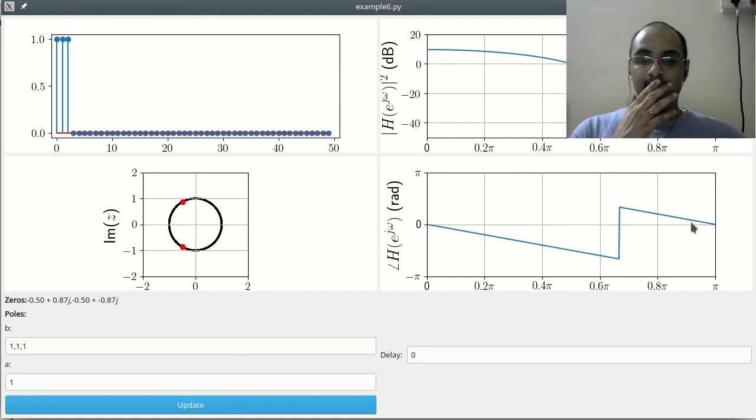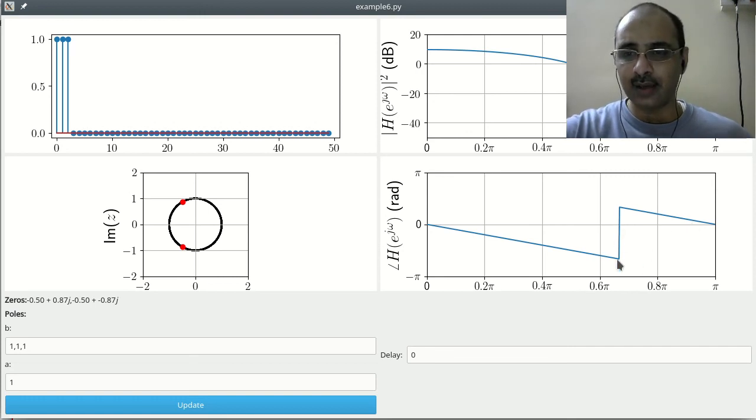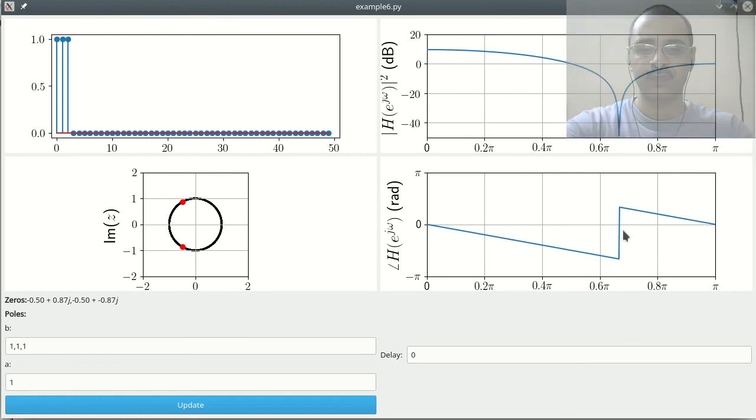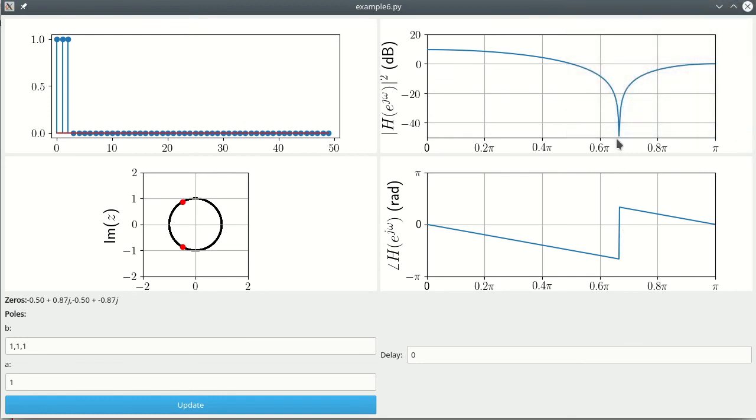So this has a linear phase response, but there is something interesting happening here. There is a jump, and the jump is precisely a jump of pi. Why does this pi jump come into the picture, and where does it happen? If you notice, it happens exactly at the point where the filter response goes to 0.